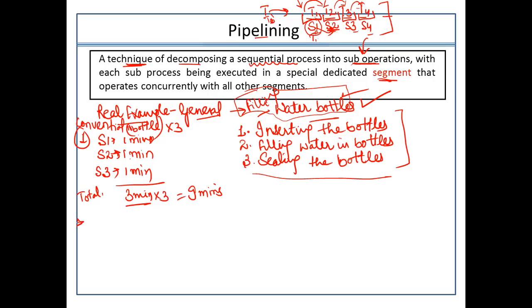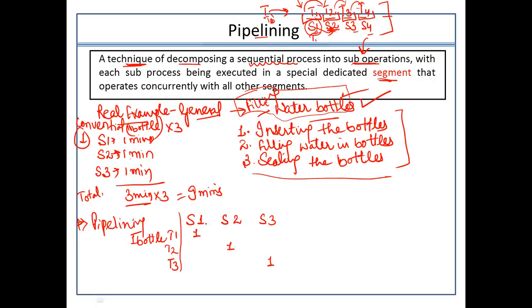Now, what happens in the case of the pipelining process? There are three segments: segment number one, segment number two, and segment number three. What will happen when the first clock pulse arrives? The first bottle will be injected in timing signal 1. Now this bottle will step to stage number 2 in the next clock cycle. Then in the next clock cycle, the bottle will move into stage number 3.